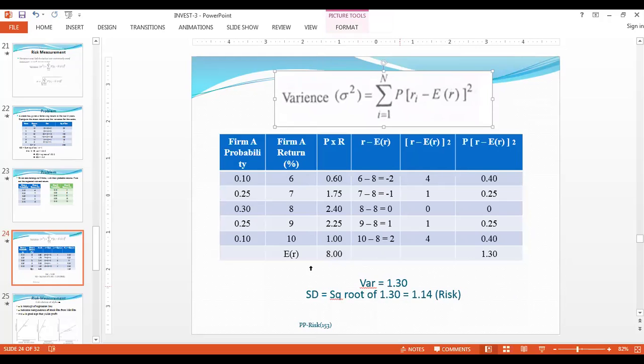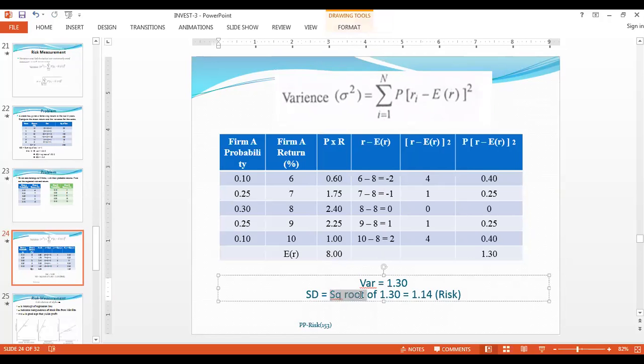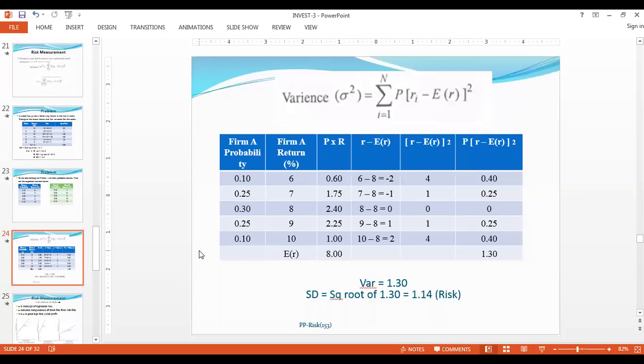Yes, sir. So SD is 1.69. 1.3 into 1.3, why not 1.14? You have to get the square root. How can the square root be more than the variance? Square root is always less than the variance, right? So it's correct, sir. Done?